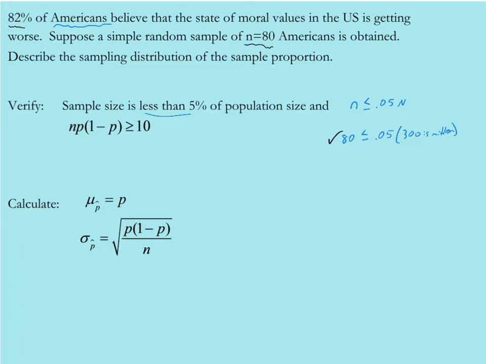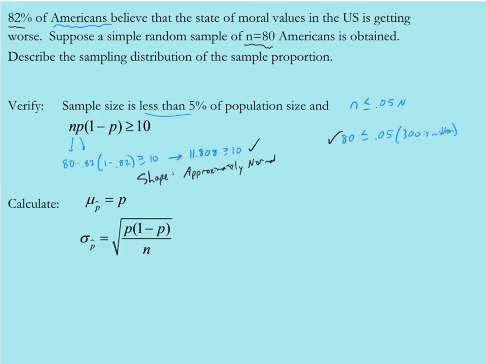Then we take n times p times 1 minus p. So n is my sample size, 80. P is the proportion in the problem, 82%, 0.82. And then 1 minus 0.82. Is that bigger than 10? And it is. So when you type that in your calculator, you get 11.808, which is bigger than 10. So we say check. And that means we are approximately normal. That is the shape of our distribution.